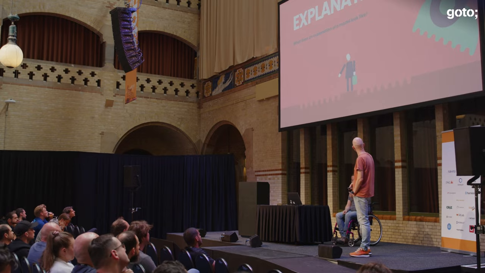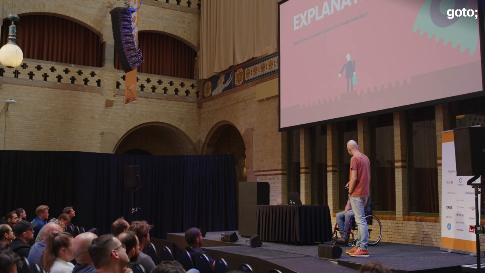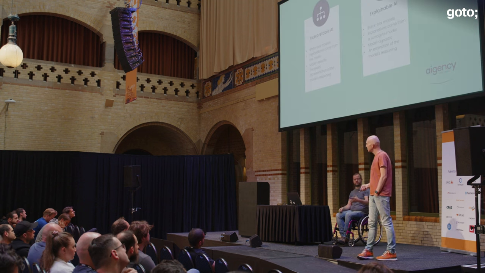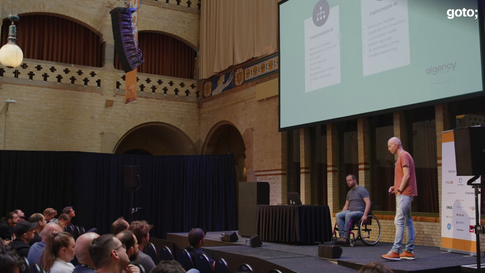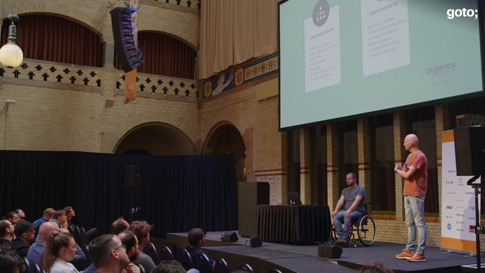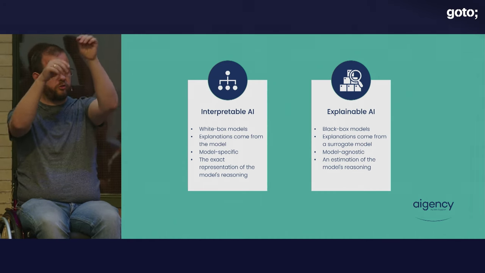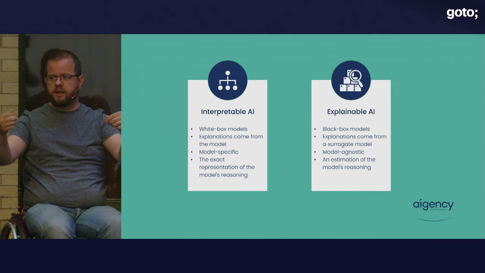So I've got a black box right now. It only says yes or no. Let's see if we can find out what's on the inside of the model. And there's actually two ways to do this. The most ideal way, if you ask me, is an interpretable model. That's basically a model that's a sort of a glass box. I can look on the inside of the model and follow the structure from top to bottom, and then end up with an answer.